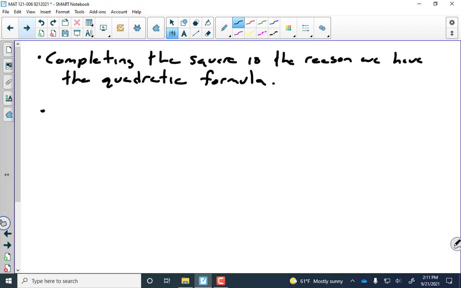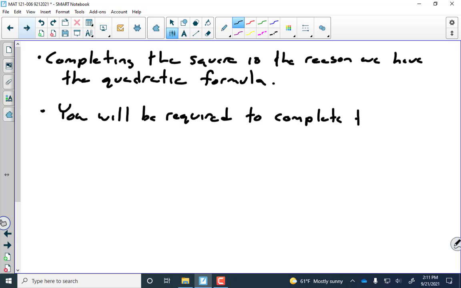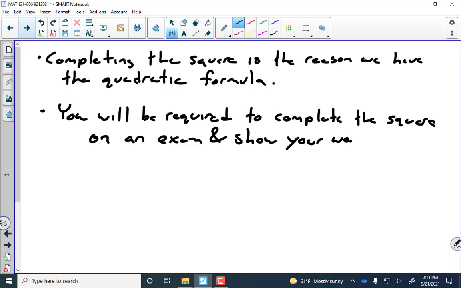What you'll be interested in knowing is this. You will be required to complete the square on an exam and show your work. We'll worry about that more later when we get close to the exam. I just wanted you all to take it seriously. You are going to have to learn this technique.